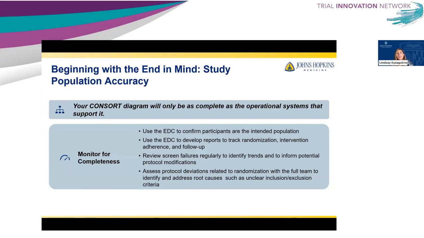And finally, the full team should also review protocol deviations routinely, especially statisticians, as they can help you identify the root causes. Often reoccurring deviations point to bigger issues such as unclear language or inconsistent training. So together, these practices ensure that the trial data in the CONSORT diagram is accurate and complete. Next slide, please.